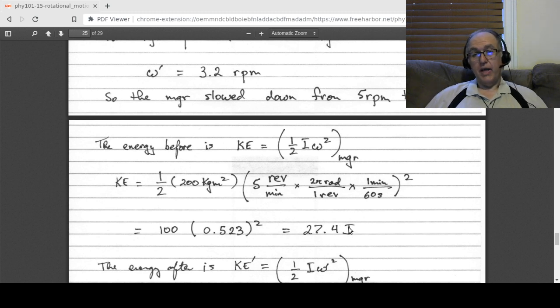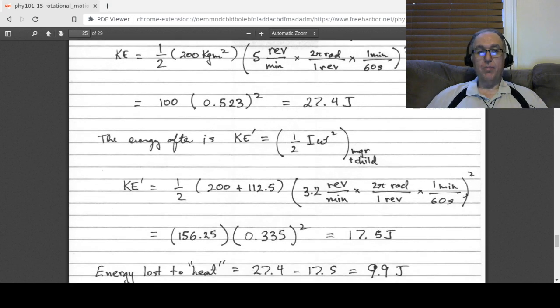Again, it's a pretty heavy merry-go-round, 100 kilograms, and yet it only has 27.4 joules of energy in it. Okay, so what about the energy after? Well, the energy after is going to be the energy of the combined merry-go-round and the child. Okay, 1/2 I omega squared, where now I is the combined moment of inertia, merry-go-round and child, and omega prime is common between the two.